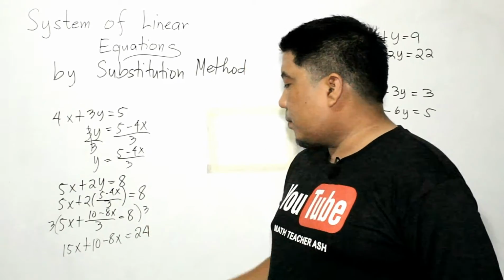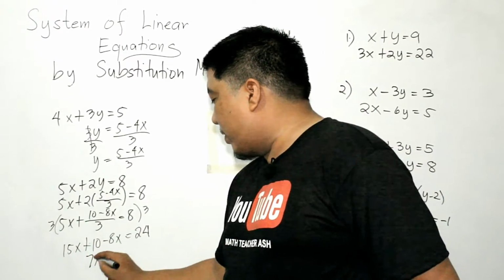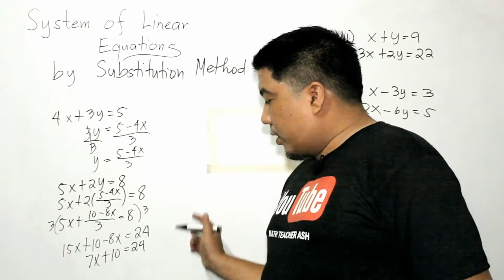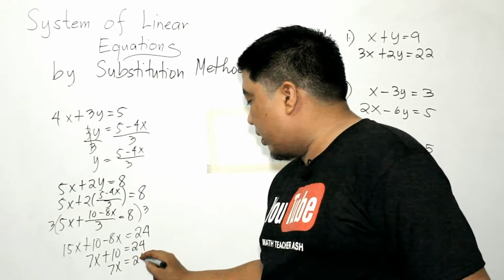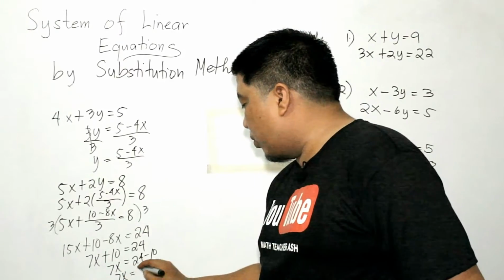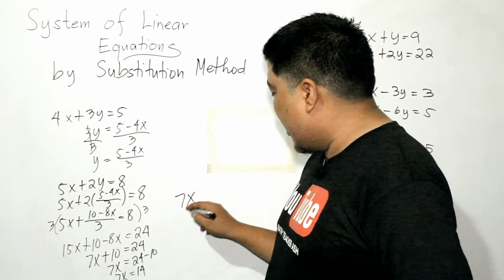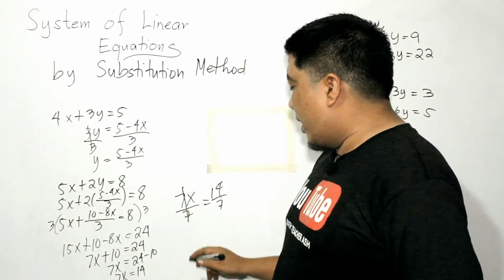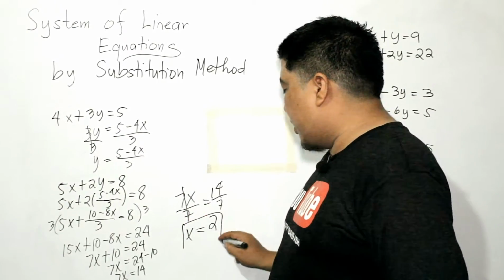Okay. So, combining like terms, 15x minus 8x, that is 7x, plus 10 is equal to 24. Then, I will transpose my 10 there, giving me 7x is equal to 24 minus 10. That is 7x is equal to 14. So, dividing both sides by 7, so my 7 will be cancelled. X will give me a value of positive 2.